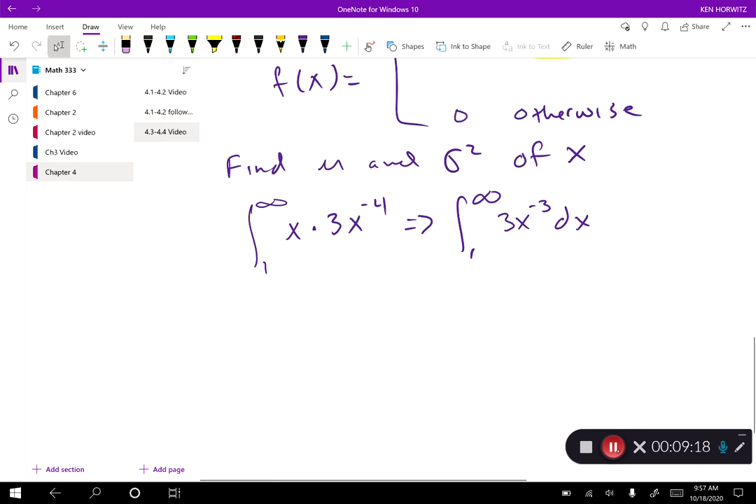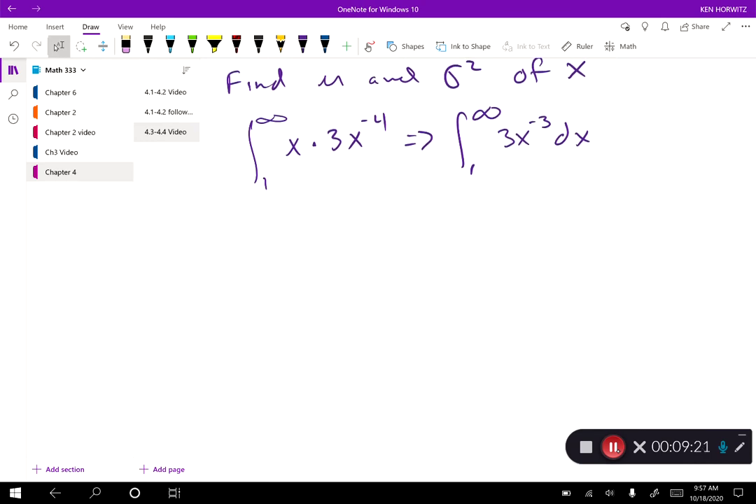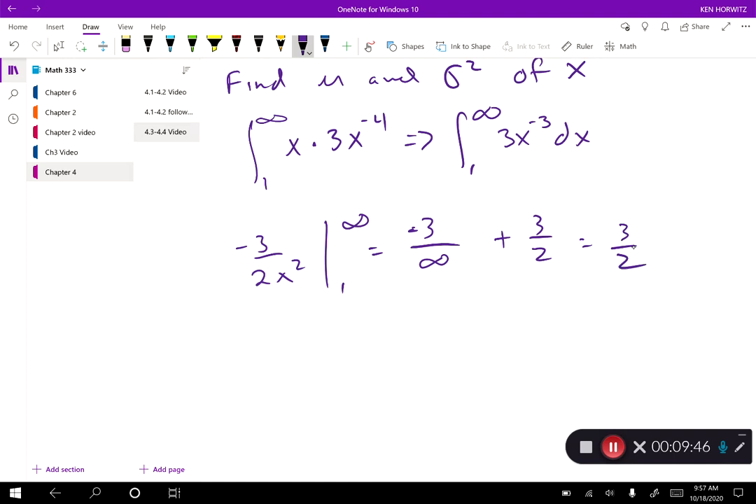All right, so hopefully you were able to do this integral. When we execute the integral, I get negative 3 over 2x squared, between 1 and infinity, which equals negative 3 over infinity plus 3/2, which is 3/2. So mu equals 3/2.